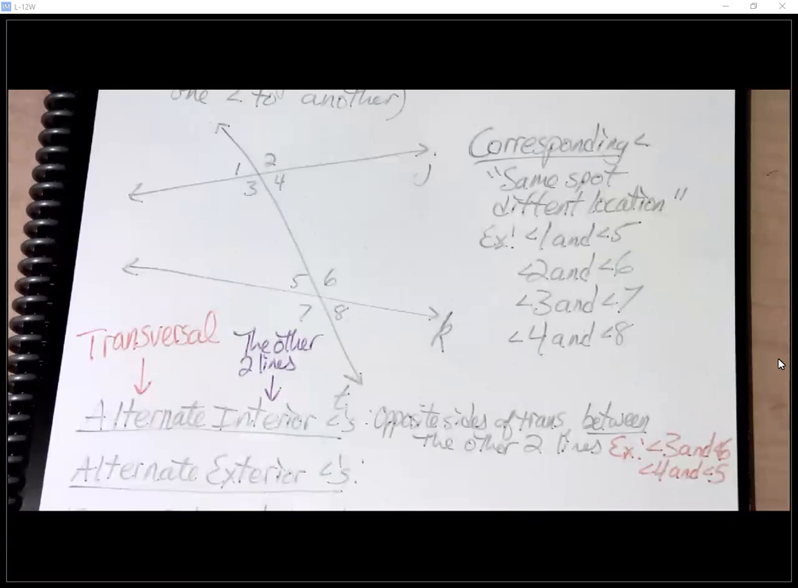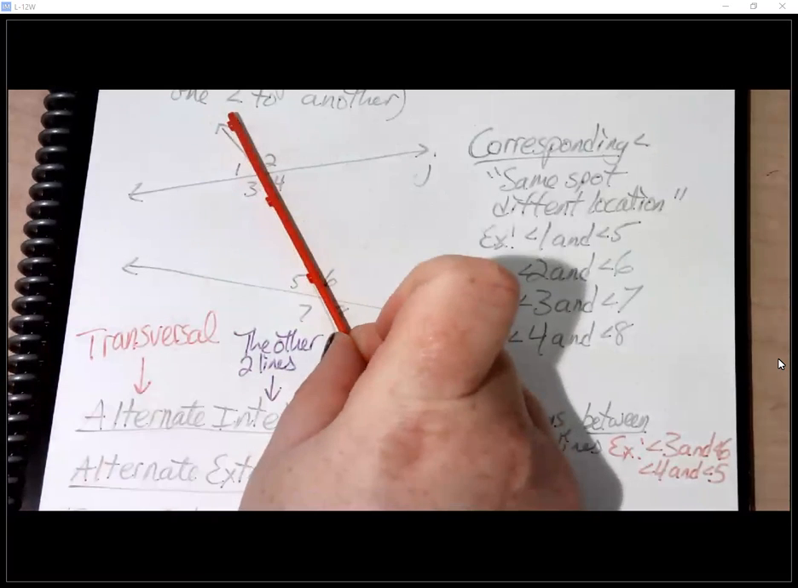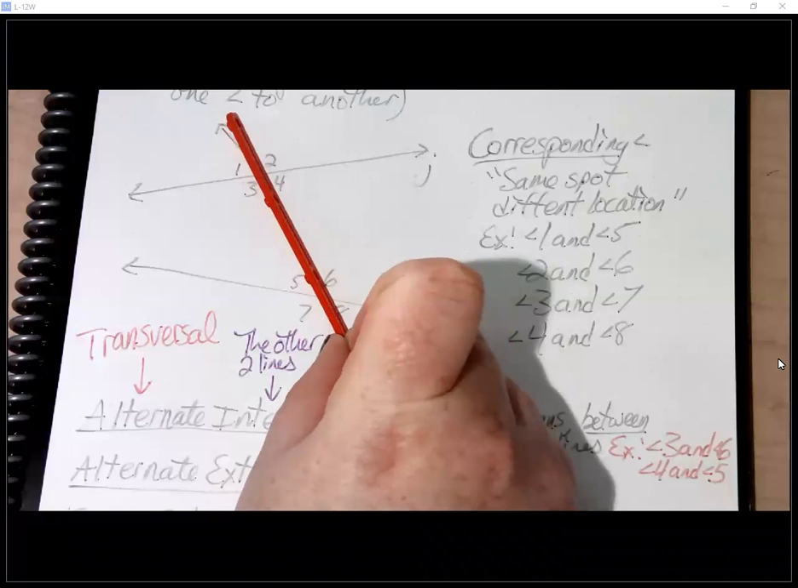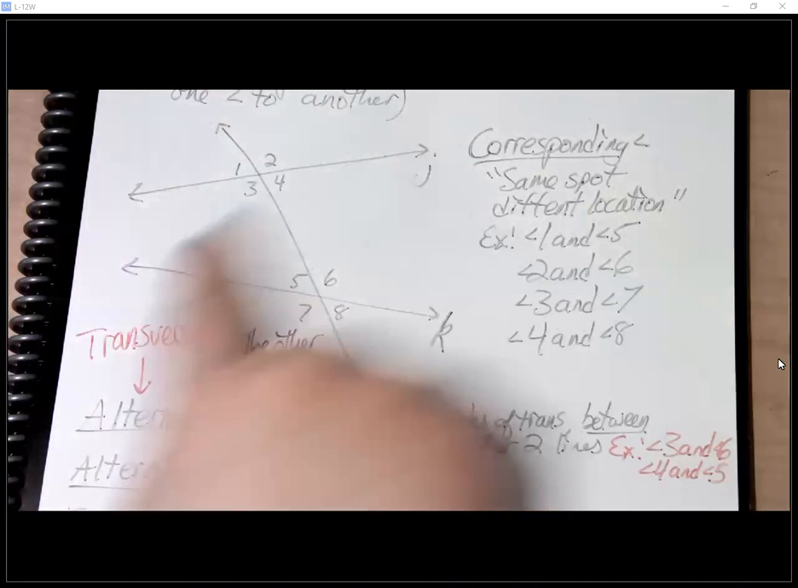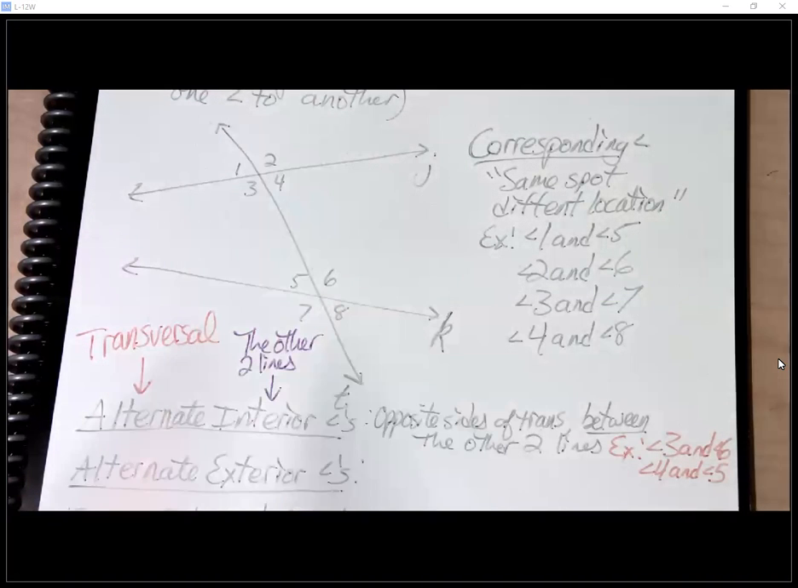They're still on alternate sides of my transversal. One's on the left, one's on the right. And you want them outside of the other two lines, J and K. So 1 and 8 would be good. And there's one more pair. Riley, go ahead. You got it.